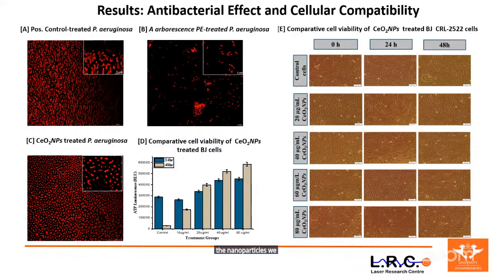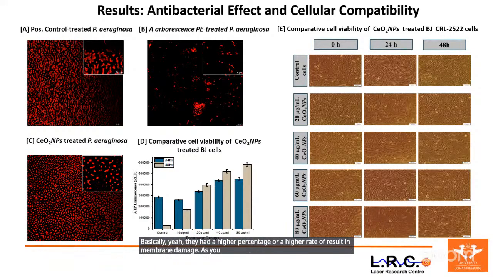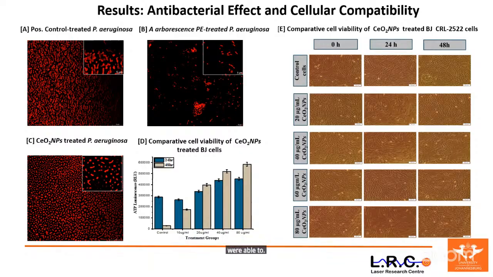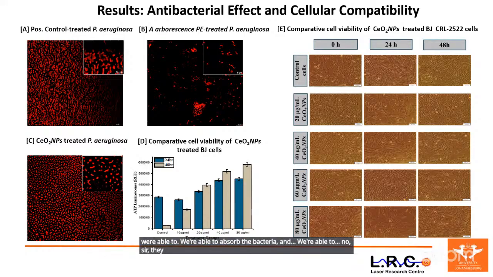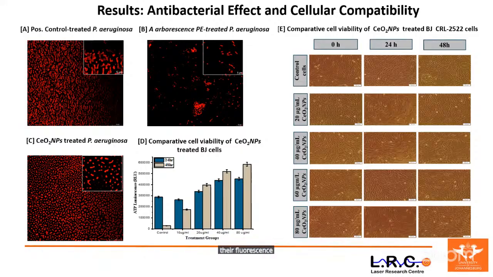we formed. The nanoparticles had a higher rate of resulting in membrane damage, as you can see in figure C, in which most of the bacterial cells were able to absorb the nanoparticles, resulting in their membrane damage, and also their fluorescence, emitting the red stain over time, over the 24 hours.